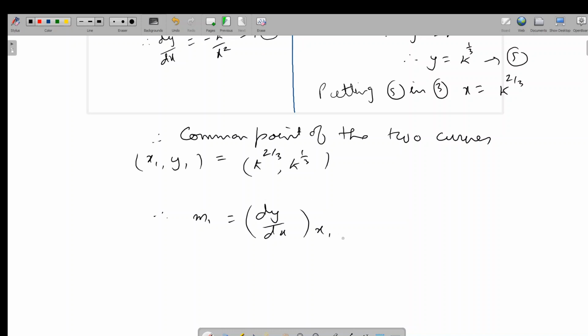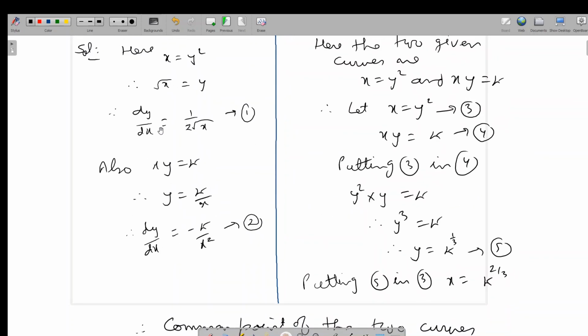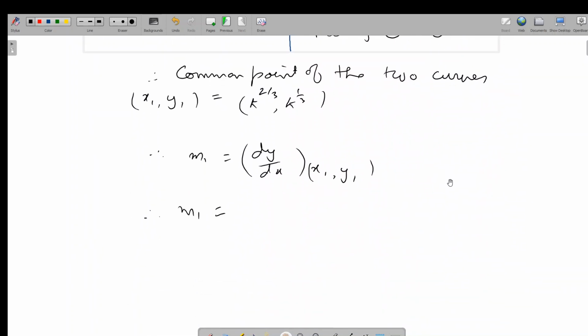So at (x1, y1), this will imply therefore m1 equal to, let us see what is our dy by dx at (x1, y1). This is our dy by dx, and this is our m1. m1 is dy by dx equal to 1 by 2 root x. So we'll find the slope m1, 1 by 2 root x at (x1, y1).